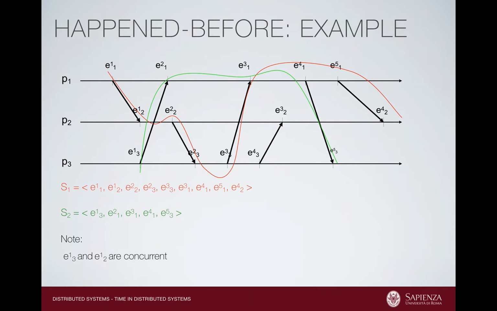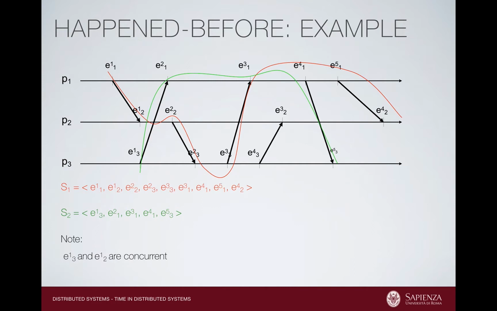So if we look at the history of the first event on P1, the history is empty because it's the first. And also for the first event of P3, the history is empty because it's the first. And so it means that the two cannot influence each other. It's not possible that when process P3 created its first event, it had knowledge of the event on process 1. So you can see the happened-before relationship also in this way.